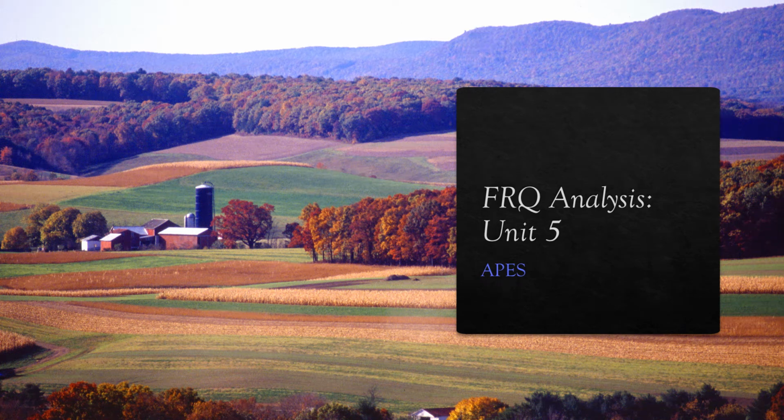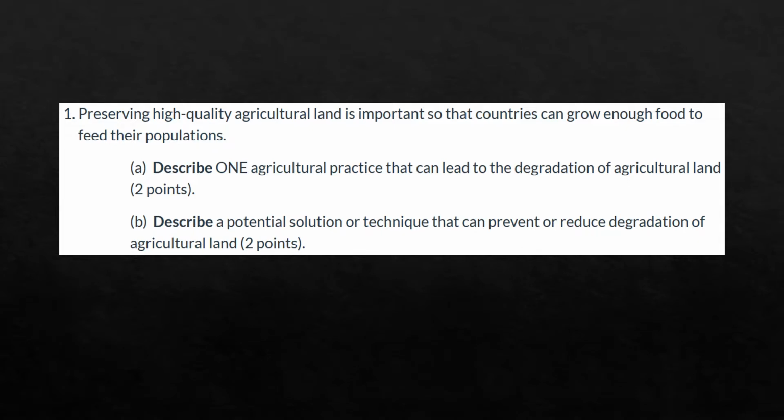Whoa, whoa, whoa. FRQ analysis for Unit 5. Number 1. Preserving high-quality agricultural land is important so that countries can grow enough food to feed their populations.